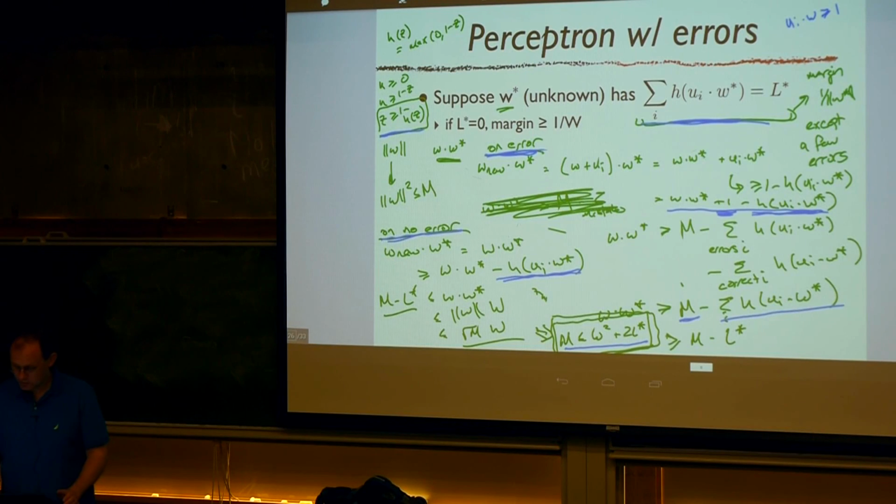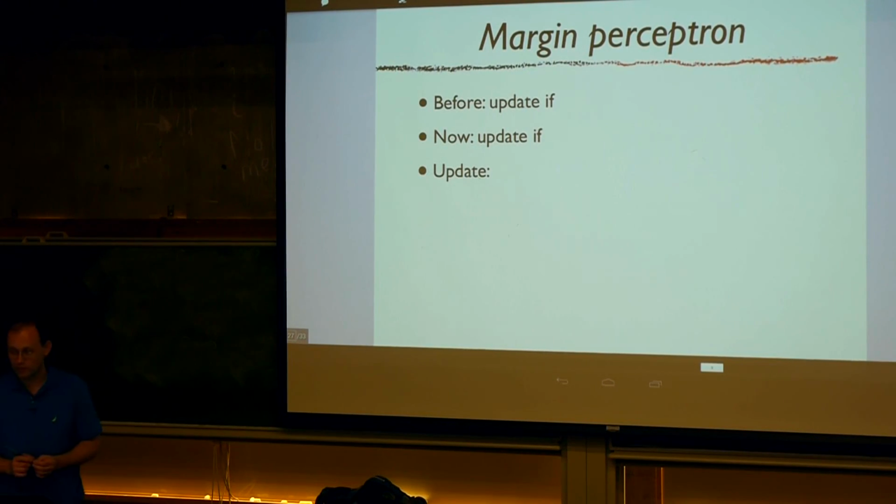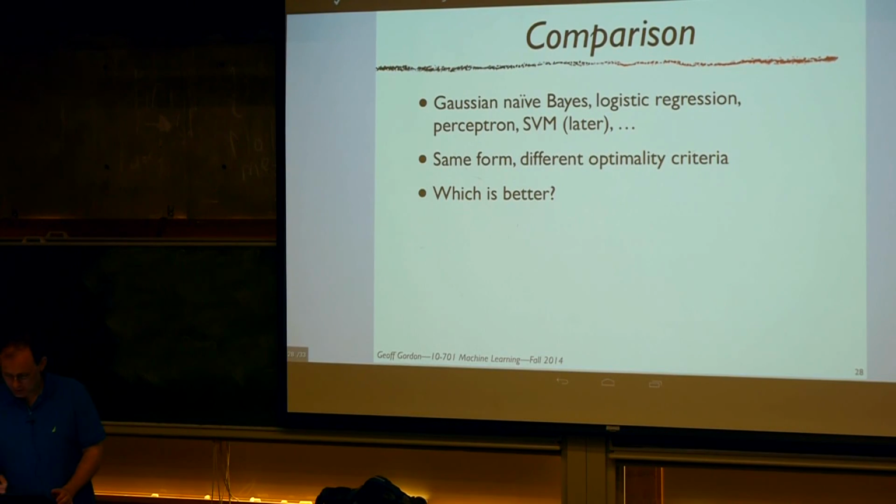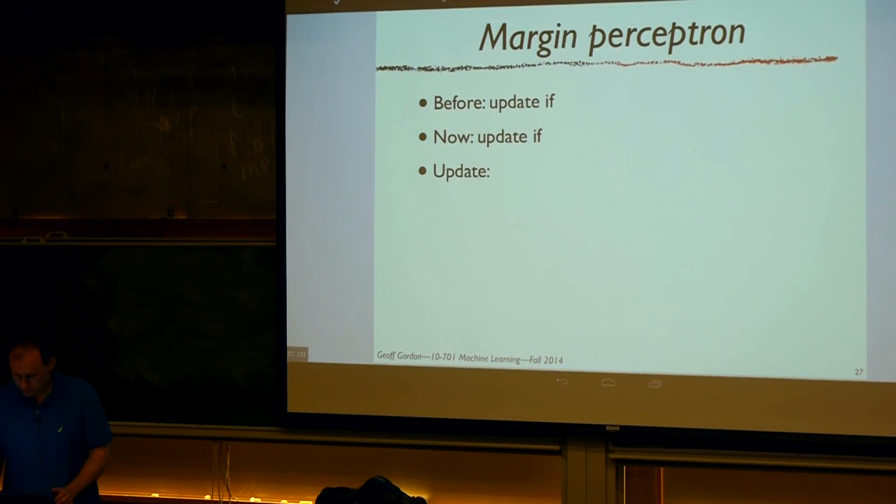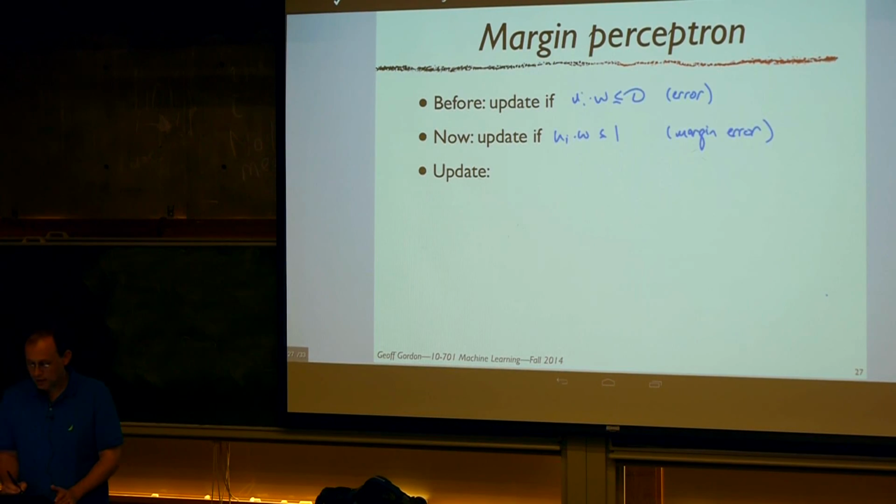The next thing I want to go to is something called a margin perceptron. In the ordinary perceptron, we did an update if our weight vector satisfied u_i·w is less than or equal to 0, that is, if we made an error. Now we're going to update if u_i·w is less than or equal to 1. In other words, if we made a margin error. And the update is going to be pretty much the same.